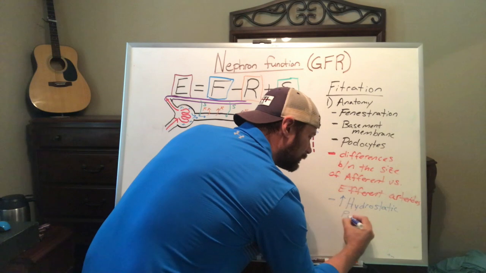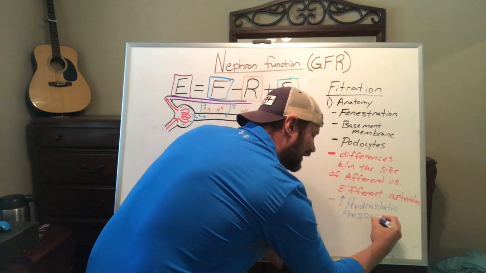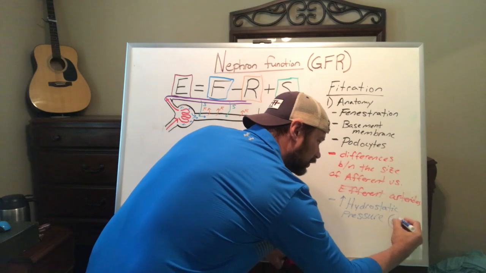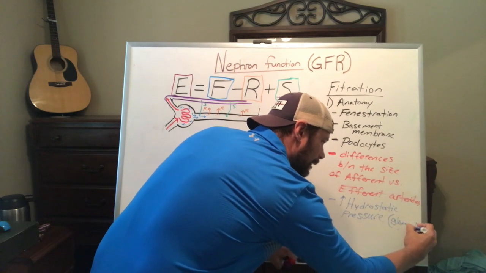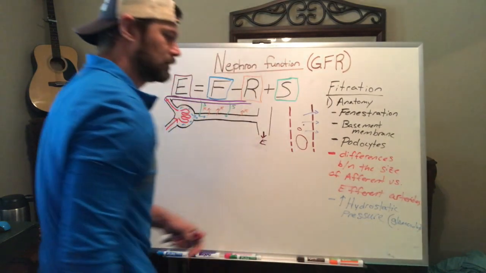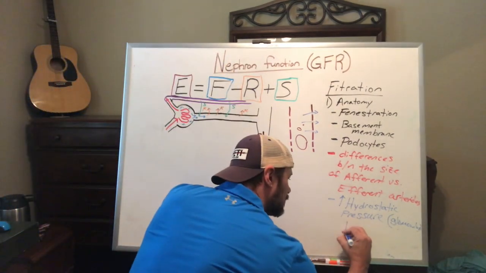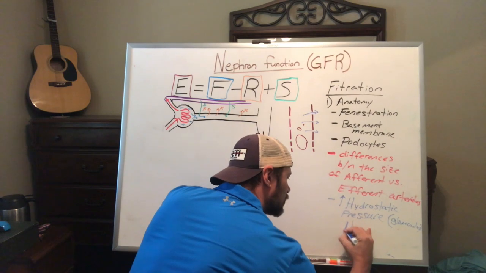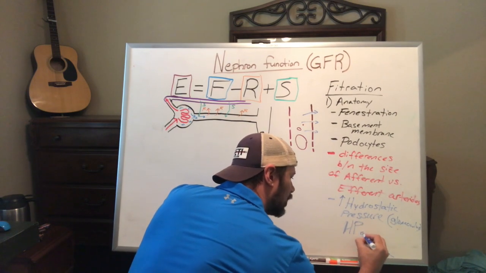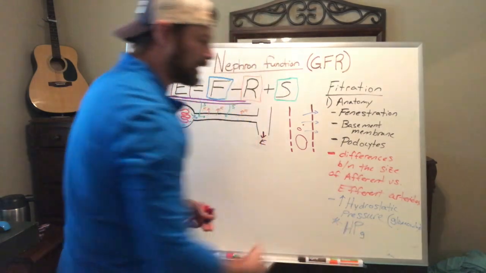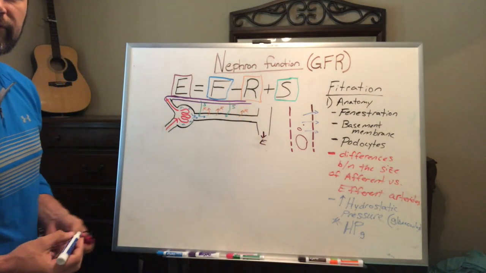And that hydrostatic pressure is inside of the glomerulus. So we're going to do a little subset glomerulus here. I'm running out of space. And we can abbreviate that as HP, capital H, capital P, lowercase g. This is hydrostatic pressure inside of the glomerulus, and that's going to come back for us here, okay?